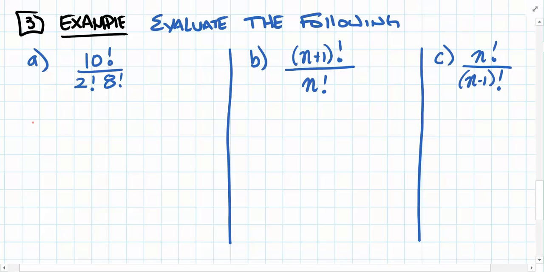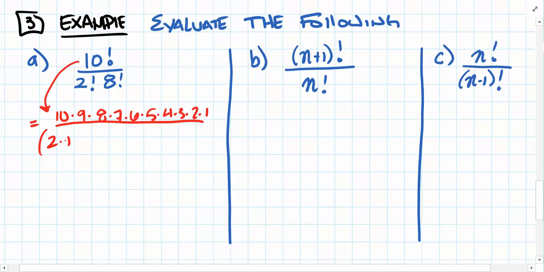So all this means, you guys, is 10 times 9 times 8 times 7 times 6 times 5 times 4 times 3 times 2 times 1. Whew. That's the numerator, right? That's what 10 factorial means. 2 factorial means 2 times 1, so I'll put that in parentheses. And then 8 factorial means 8, 7, 6, 5, 4, 3, 2, and 1.